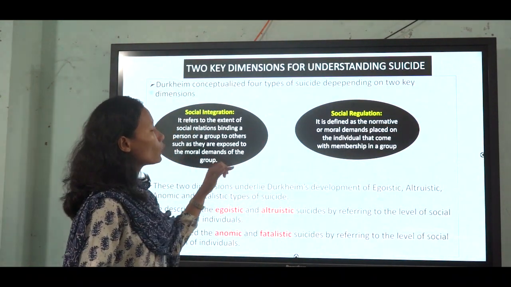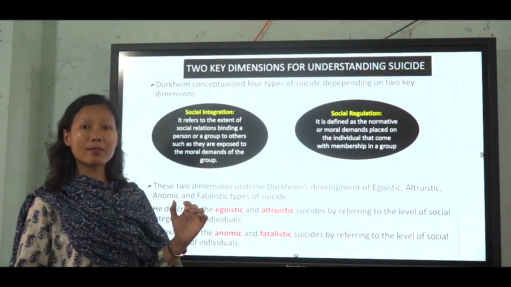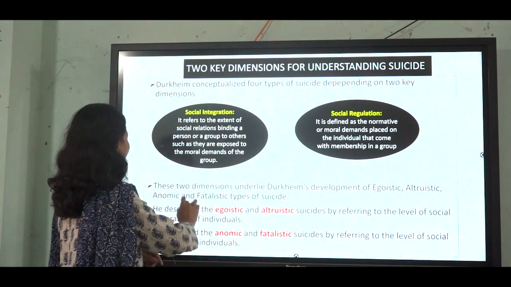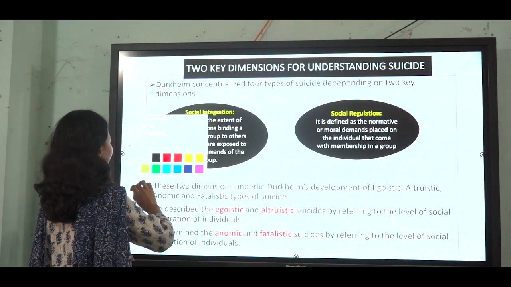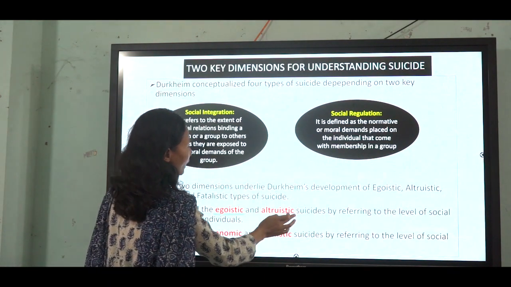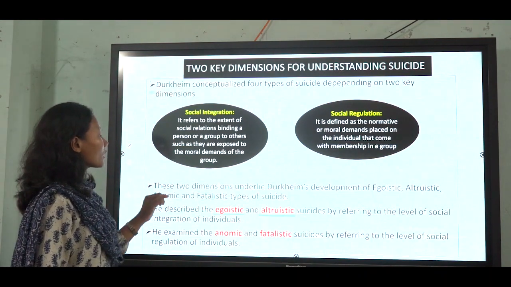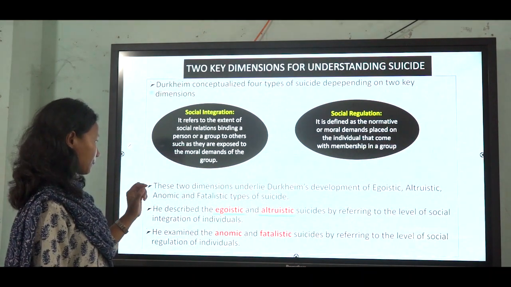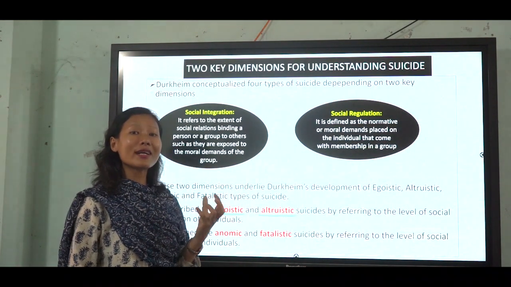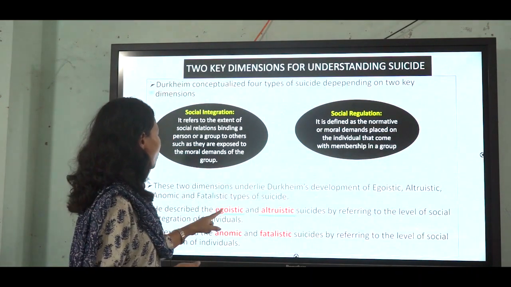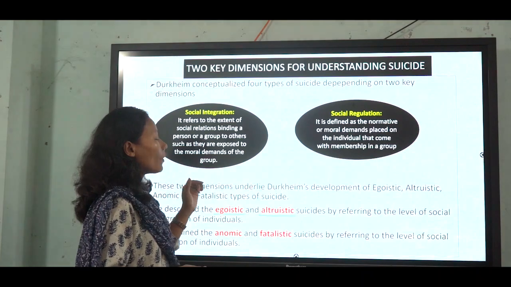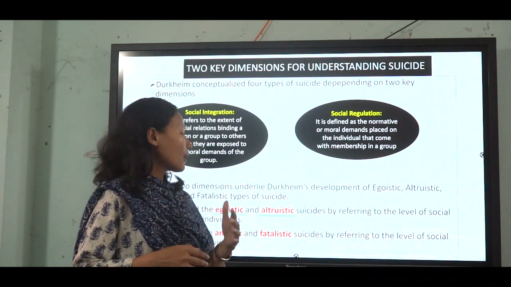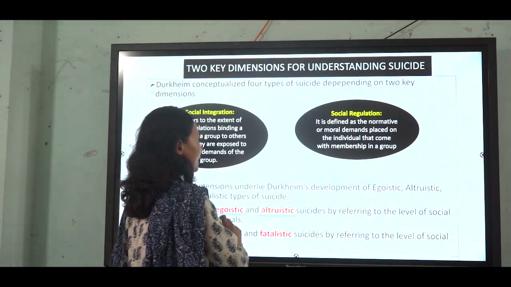Depending on these two key dimensions, we can understand four types of suicide. Concerning social integration, we can find two types: egoistic suicide and altruistic suicide. If there is a lack of social integration, or the integration is very loose, egoistic suicide may take place. On the other hand, if the social integration is too high, altruistic suicide may take place.